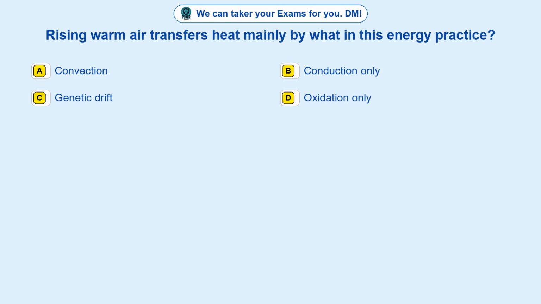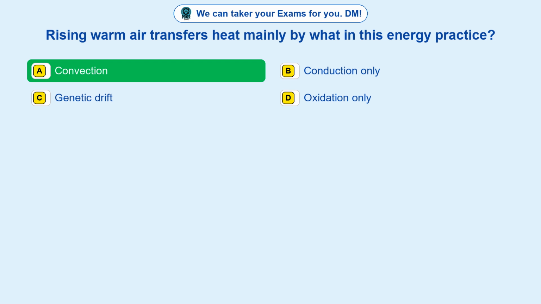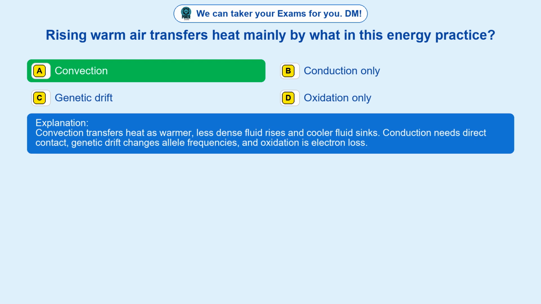Question 76. Rising warm air transfers heat mainly by what in this energy practice? Option A, convection. Option B, conduction only. Option C, genetic drift. Option D, oxidation only. The correct answer is option A. Convection. Convection transfers heat as warmer, less dense fluid rises and cooler fluid sinks. Conduction needs direct contact, genetic drift changes allele frequencies, and oxidation is electron loss.